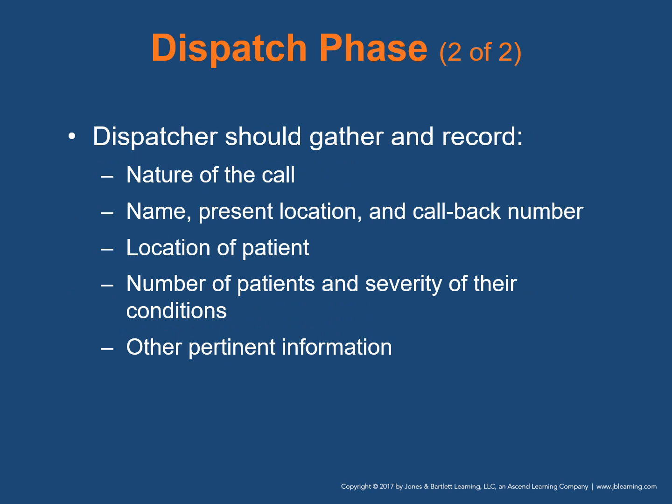The dispatcher should gather and record the nature of the call, the caller's name, present location, and callback number, exact location of the patient or patients, that's the most important, the number of patients and the severity of their conditions, as much as they know, any other pertinent information that they may also have.